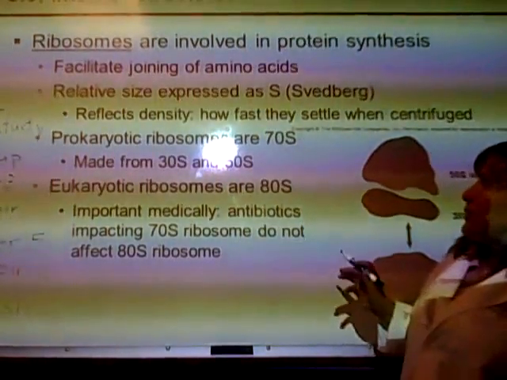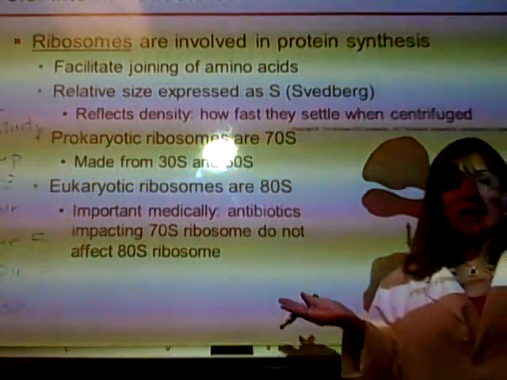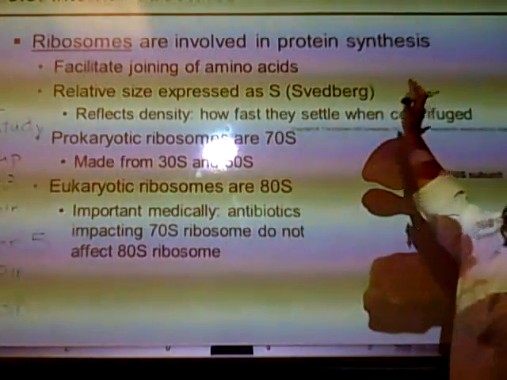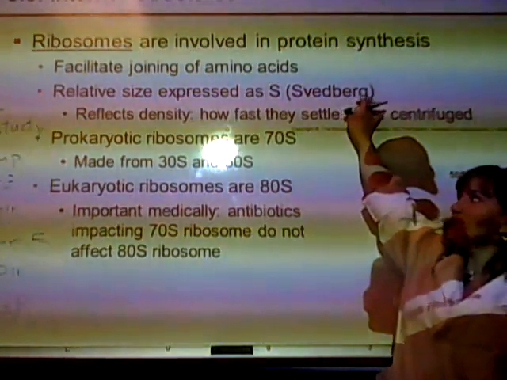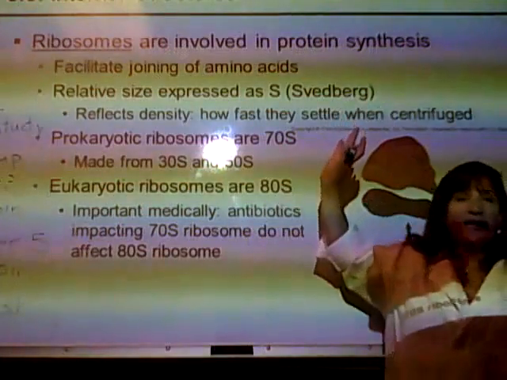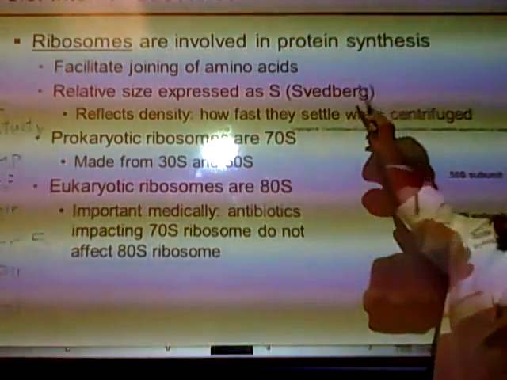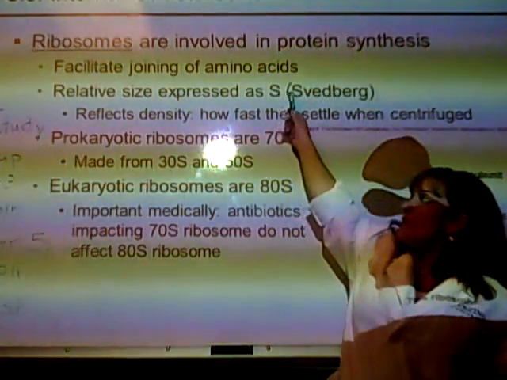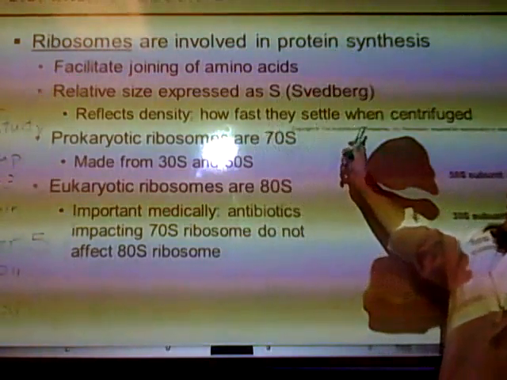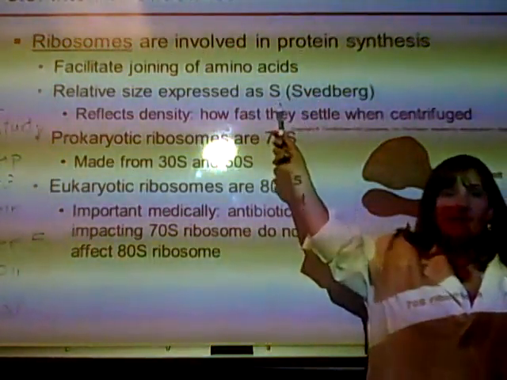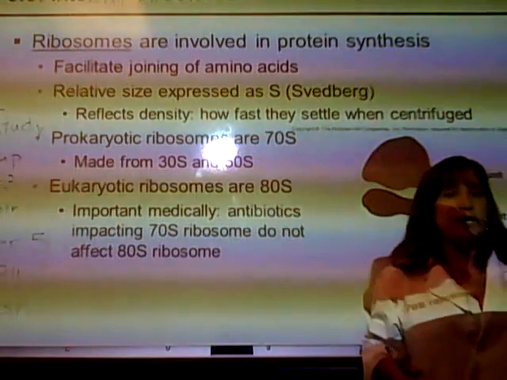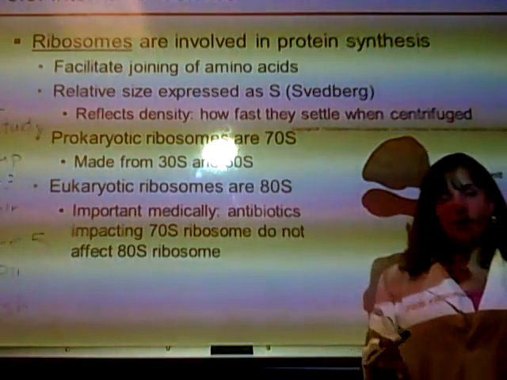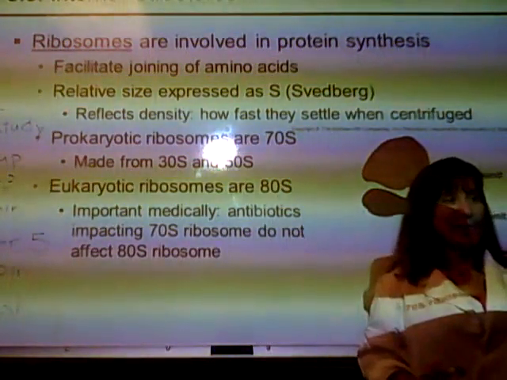Now, we talked a bit about ribosomes. Here they are again. Ribosomes are where proteins are made, of course. We've already had that in the A and P sites. They're going to link together the amino acids. Okay? And again, this S means how fast they're going to move. It's kind of a measure of their aerodynamic ability.